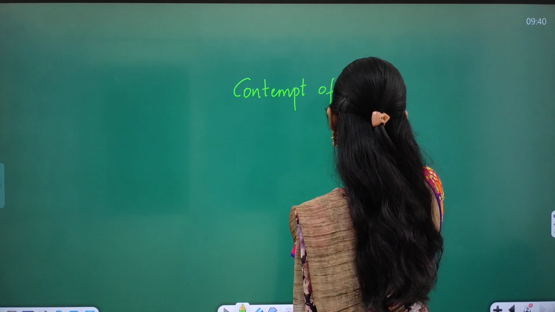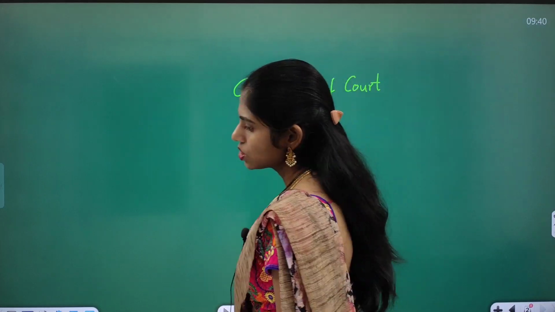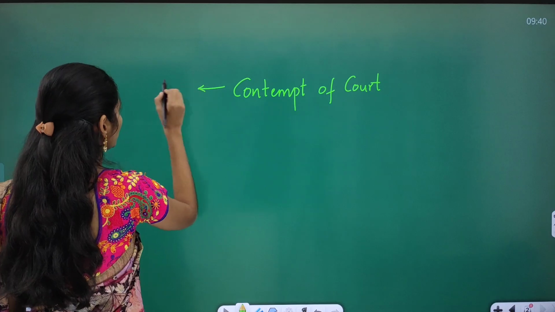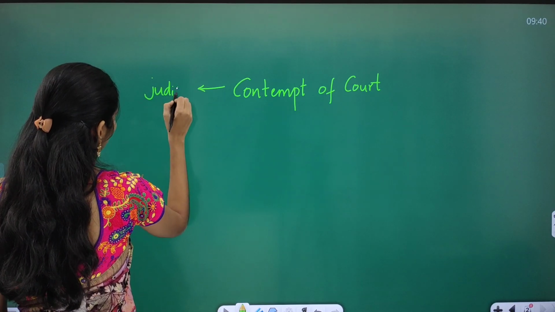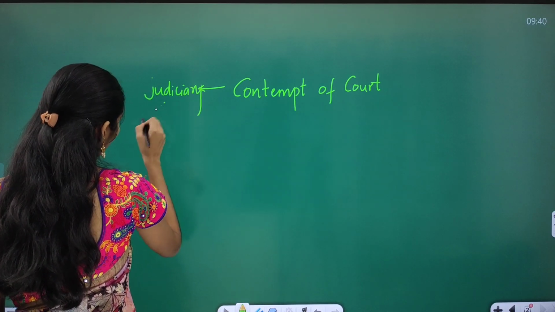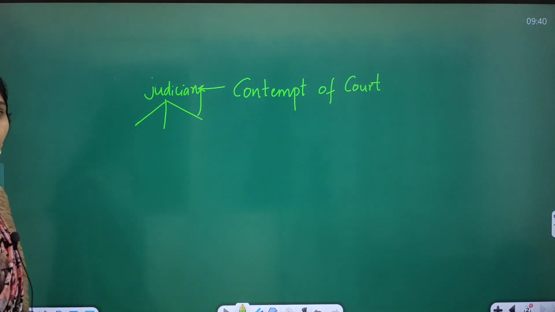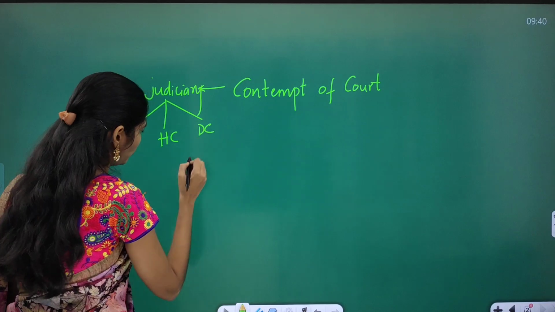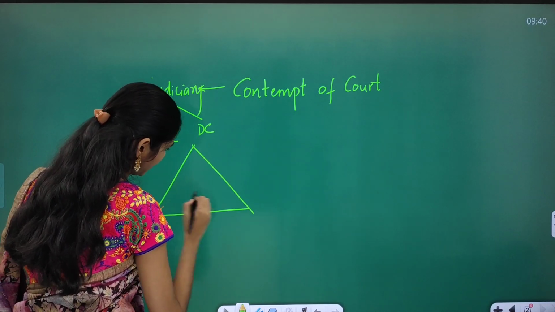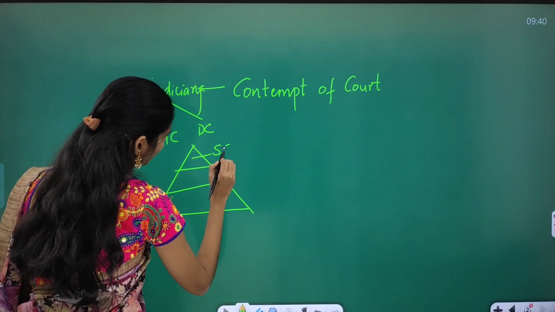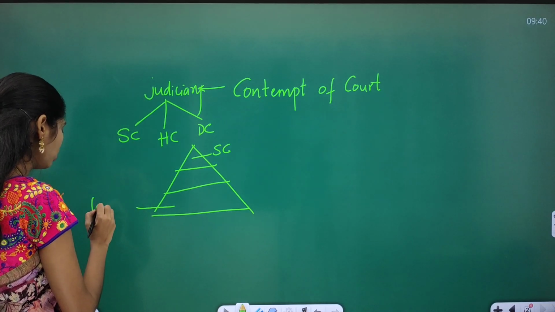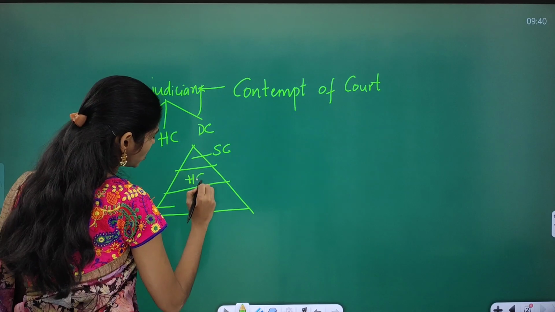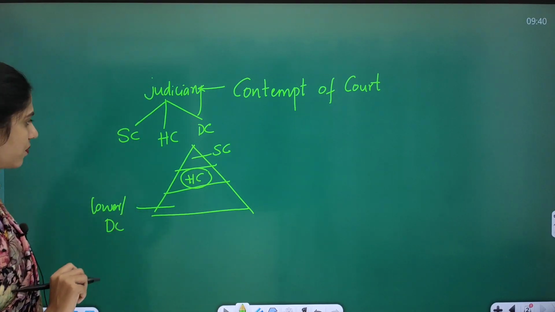Contempt of court is a concept which is related to the judiciary. In the judiciary topic we will be studying 3 different tiers: Supreme Court, High Court and District Courts or Lower Courts. In the hierarchy, we have the Supreme Court at the top, at the lowest level we have the lower courts or district courts, and the highest judiciary in the state is our High Court.